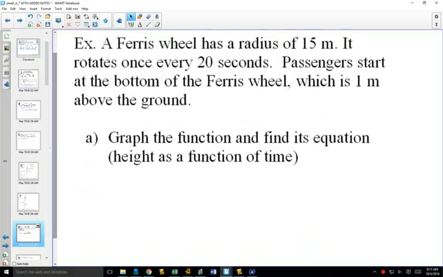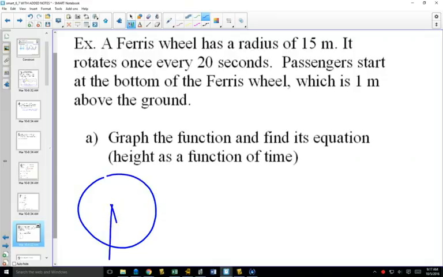So again, we want to graph this. This is harder to graph than the first one. The first one, we had an equation. And in this second one, we just have some information. So whenever we have information, first of all, you can draw a picture. So fun times, draw your Ferris wheel.